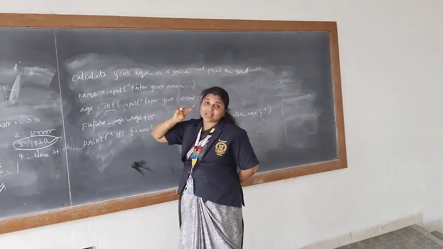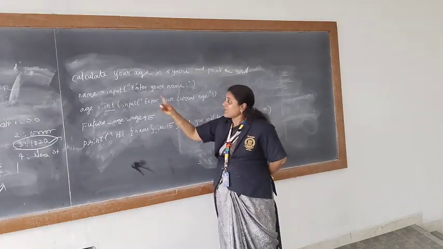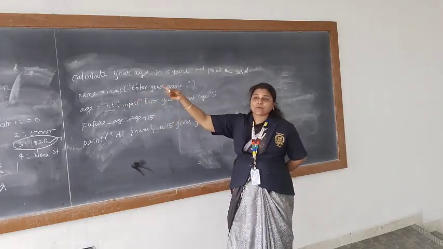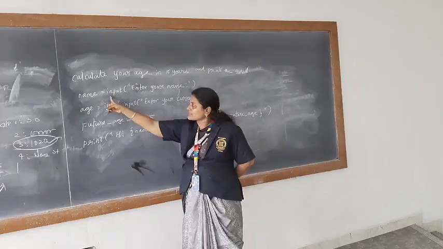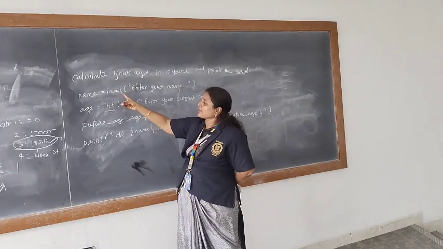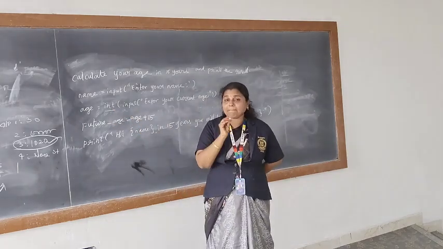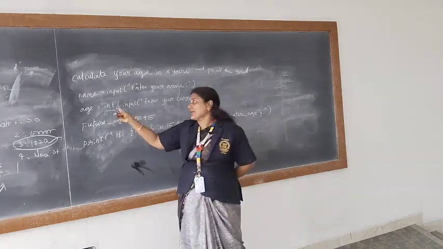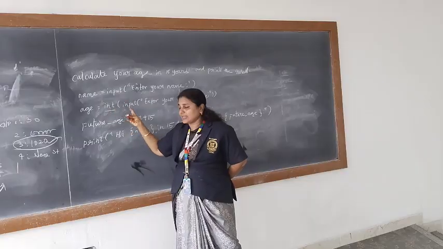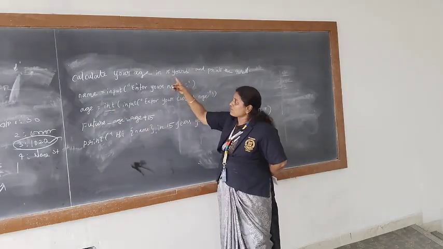Age is a number, it's an integer. Before name, I won't give int because name is a set of characters, alphabetical strings, right? So I didn't give int. Here age definitely should be a number, and number belongs to integer. So in terms of int, I will get the input from the user: enter your current age.